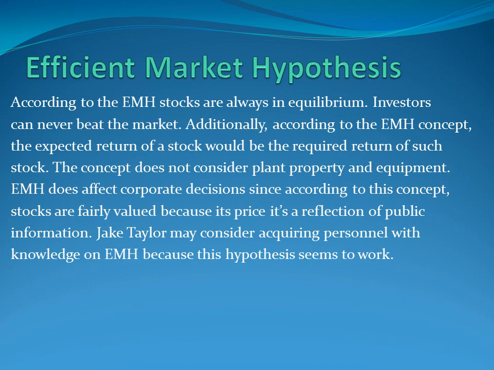According to the efficient market hypothesis, stocks are always in equilibrium, so therefore investors can never beat the market. This concept also states that the expected return of a stock would be the required return of such a stock. This concept also does not consider plant, property, and equipment, and despite whatever corporate decisions they make, stocks are still fairly valued because their price is a reflection of public information.